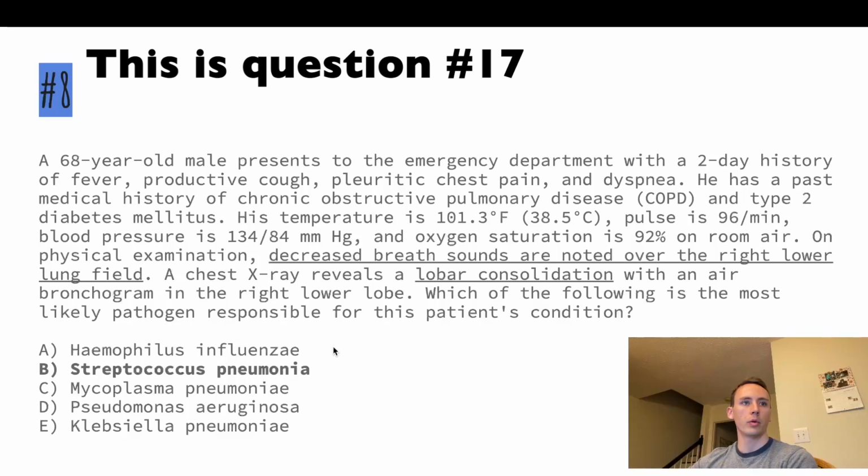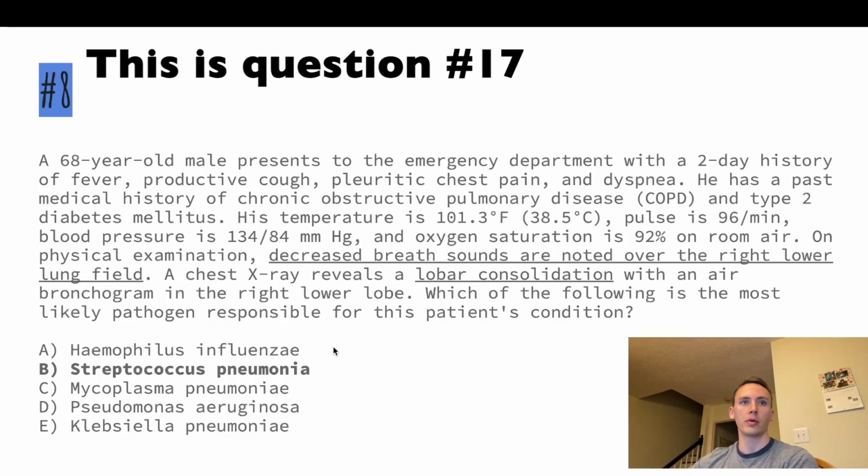Answer A, Haemophilus influenzae can also cause community-acquired pneumonia, especially in individuals with underlying lung conditions, but it typically presents with a more insidious onset and is more common in older adults. And once again, it's not the most common cause of pneumonia like Strep pneumoniae.